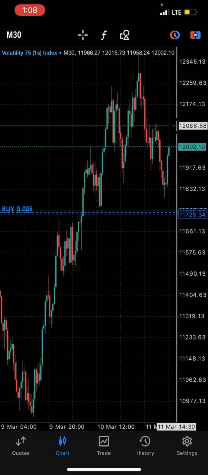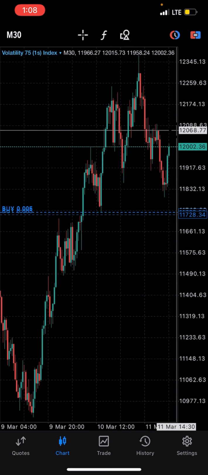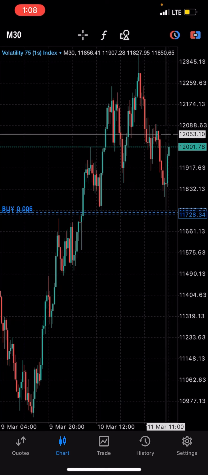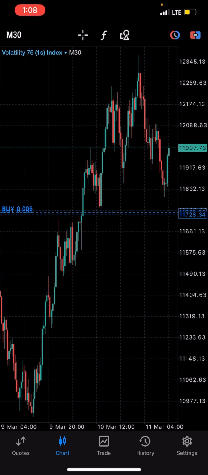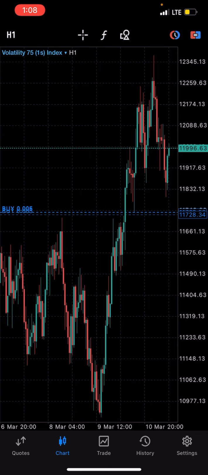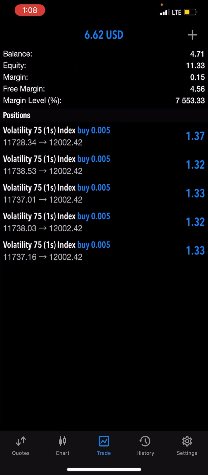So the only way I will be closing this trade is if this market is unable to break through this resistance level. That's the way I'll be closing this market, because it definitely means that a reversal is about to occur. So that's it, guys. It is very possible to grow small accounts if you have the right knowledge and use good risk management.